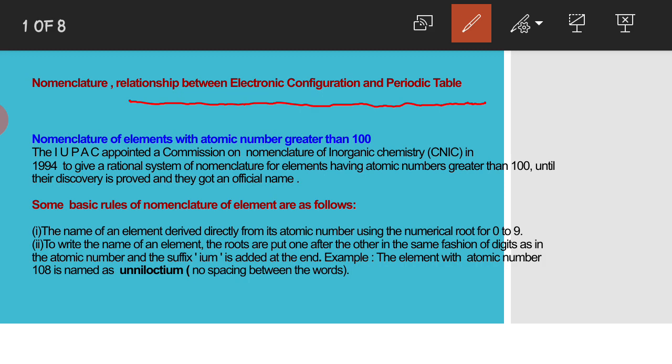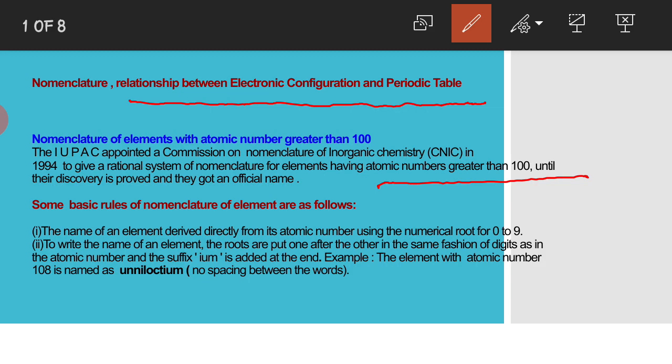The IUPAC means International Union of Pure and Applied Chemistry. It appointed a commission on nomenclature of inorganic chemistry in 1994 to give a rational system of nomenclature for elements having atomic number greater than 100, until their discovery is proved and they get an official name.